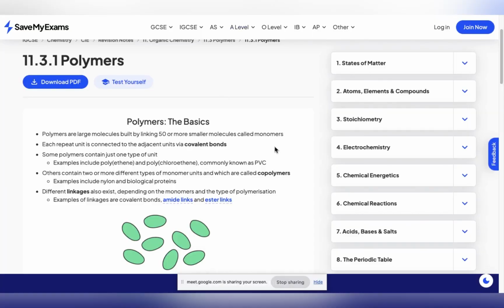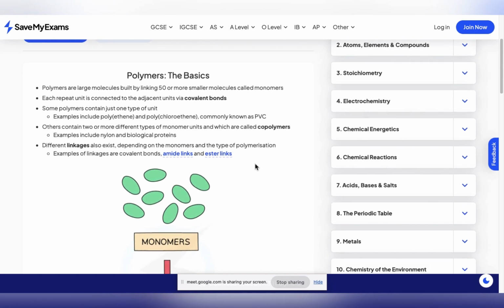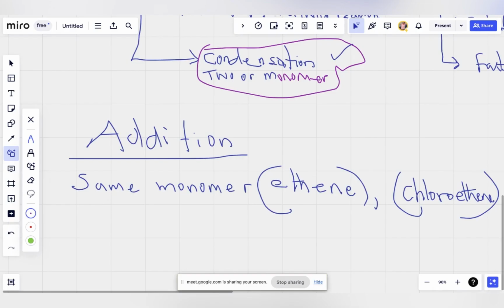Is that okay? Now, the polymers made in the condensation process contain two or more different types of monomer units, and they are called copolymers. They coexist, because it's not only one monomer. A good example is nylon or terylene. For this one, a good example is nylon.